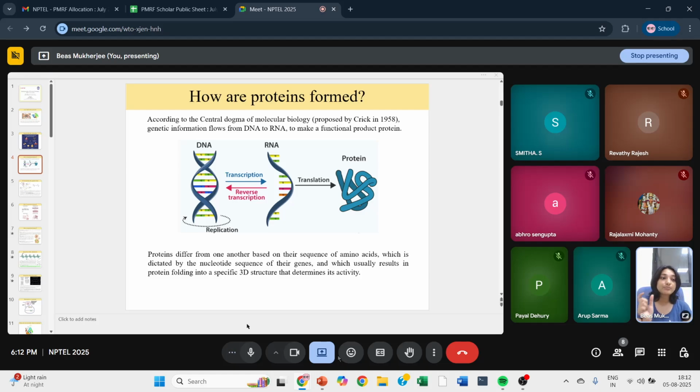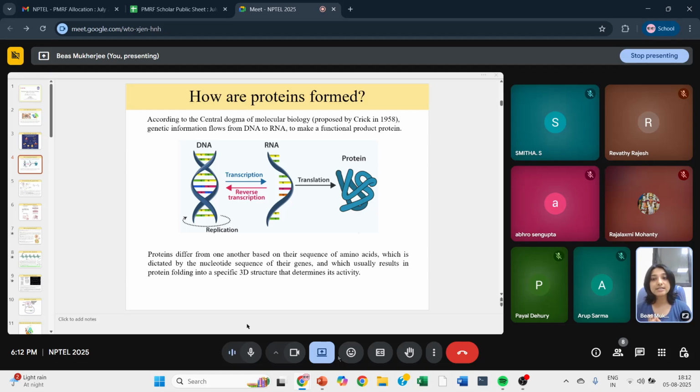So the genetic code, the codons, correspond to a specific amino acid. Based on the codon that the tRNA is reading, a specific amino acid is incorporated by the tRNA during the translation process, and this is how the entire polypeptide chain is made. That is how proteins are created, right?